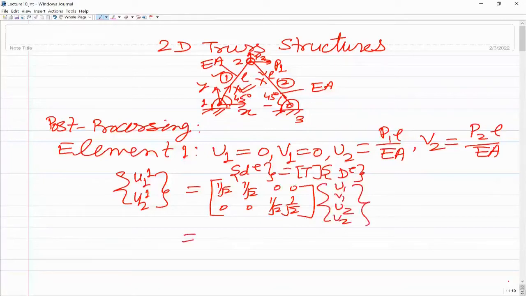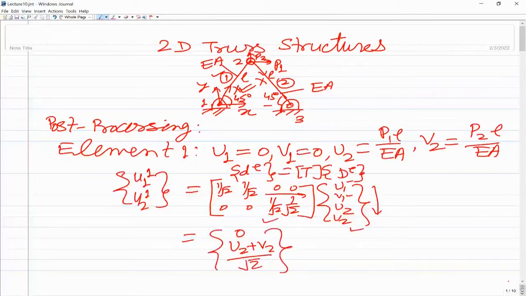So now as you see, u1 and v1 are already 0. When you multiply the first row with this column, because u1 is 0 and v1 is 0, the first term will be 0, and the second term would of course be (u2 plus v2) by root 2. So that is what you will get when you multiply this matrix with this vector.